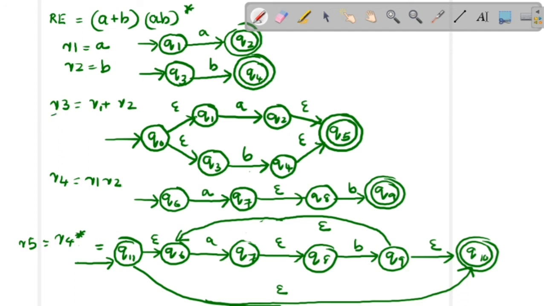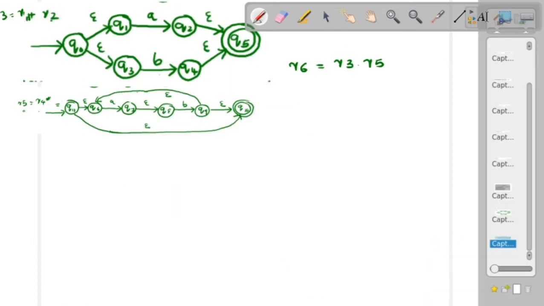Okay, so here we have R3 and R5. Next our aim is to construct R6. R6 is equal to R3 followed by R5. R3 is equal to R1 plus R2, that is A plus B. Okay, R5 is equal to R4 star, that is R4 is R1, R2, AB, then AB star. So here it is R3 followed by R5. This one is the R3, then this one is the R5. Okay, so we can concatenate these two.